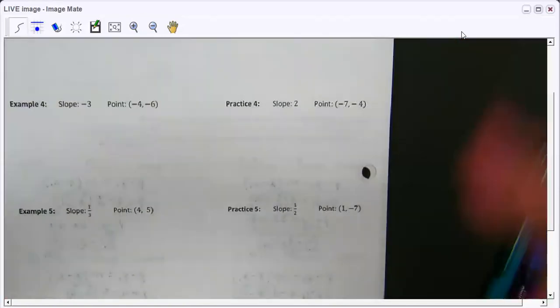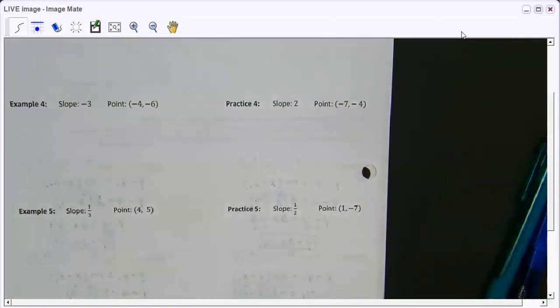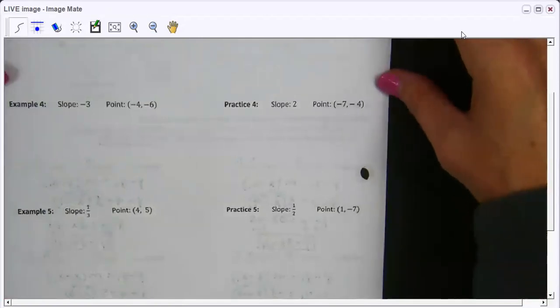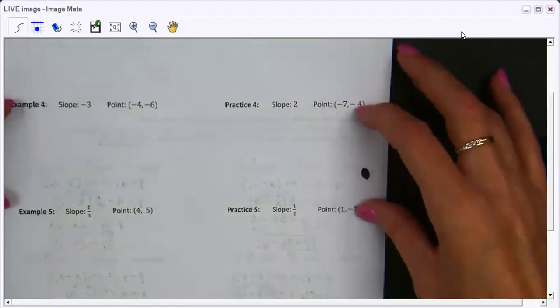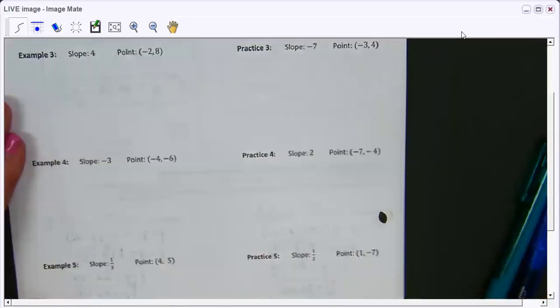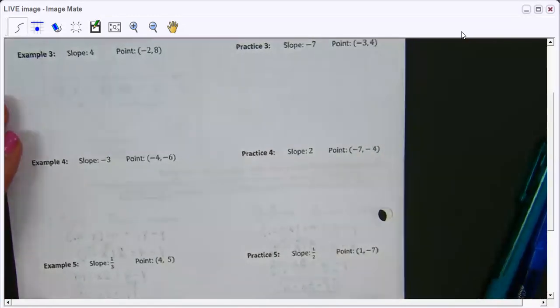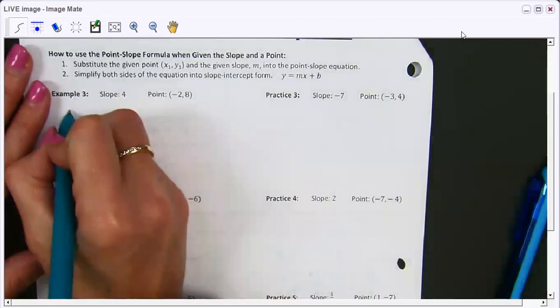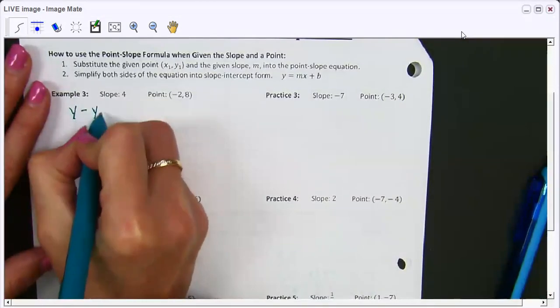it looks like a lot of work here, but it's just a lot of practice to make sure you have this down. So what I want you to do is I'm going to have you do example and practice 3, and then we'll come back and check it, and then we'll move on to 4. Okay, so I'm going to do the examples with you, and then you'll do the practice on your own. So let's do example 3. I'm going to write out my slope formula.